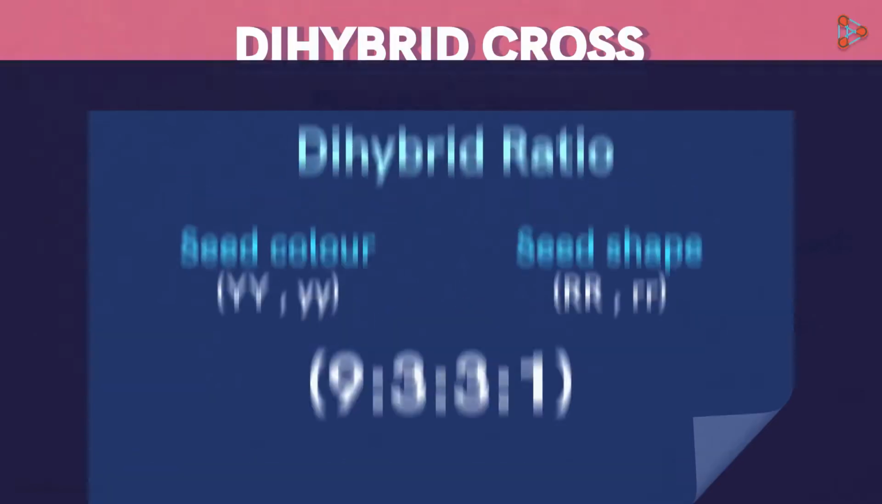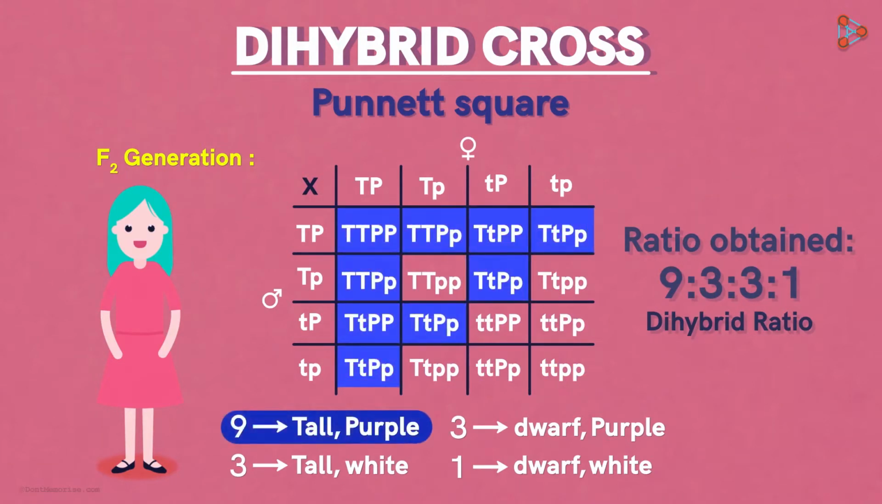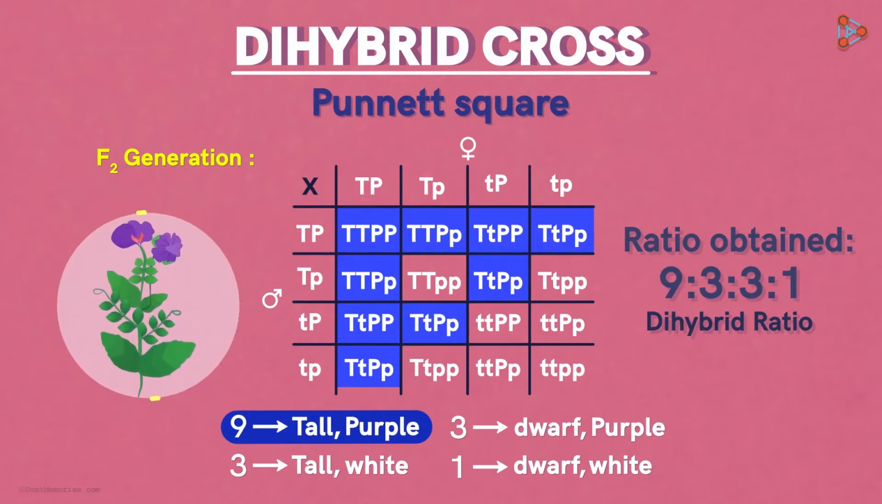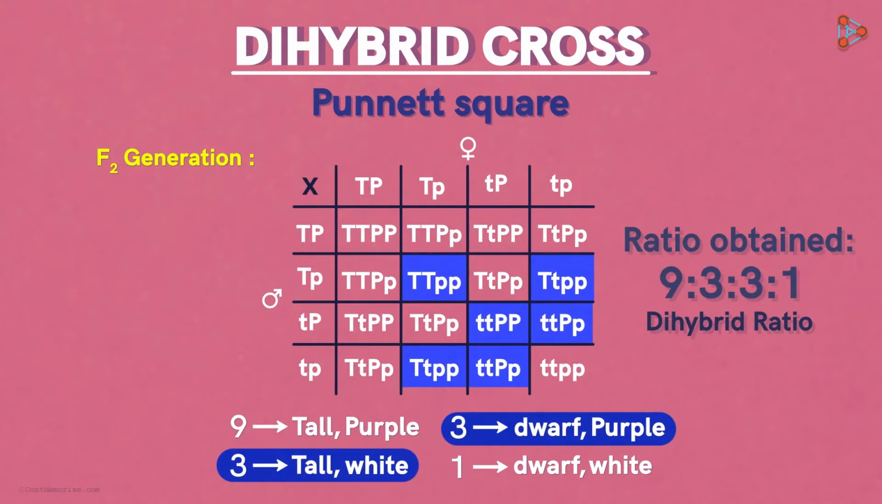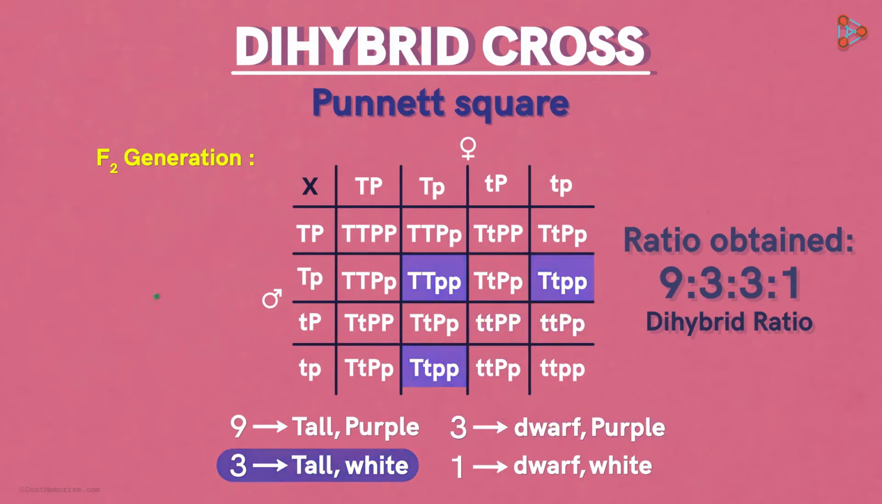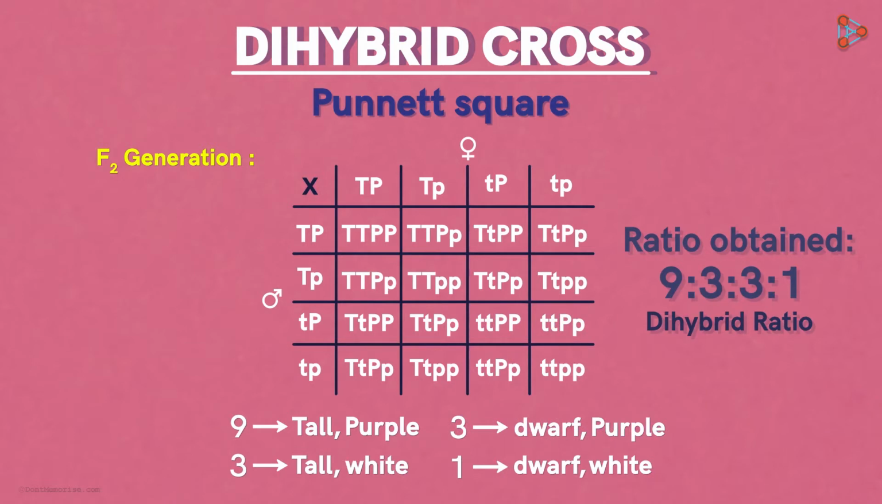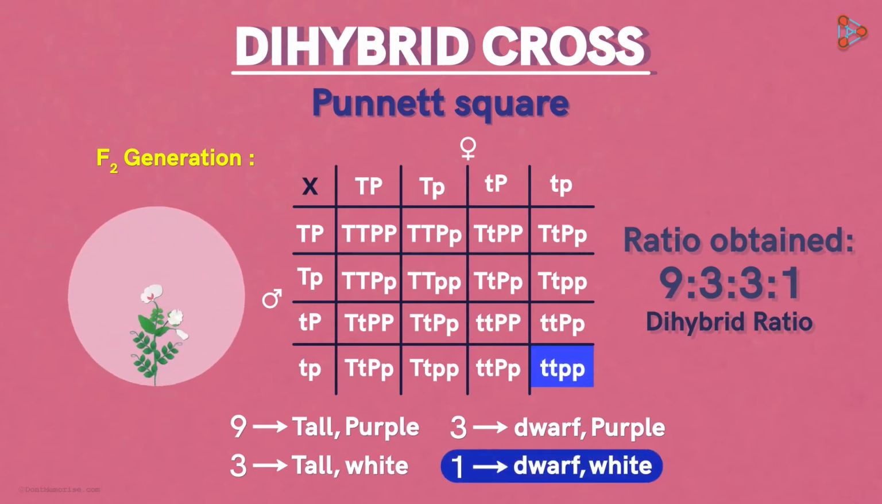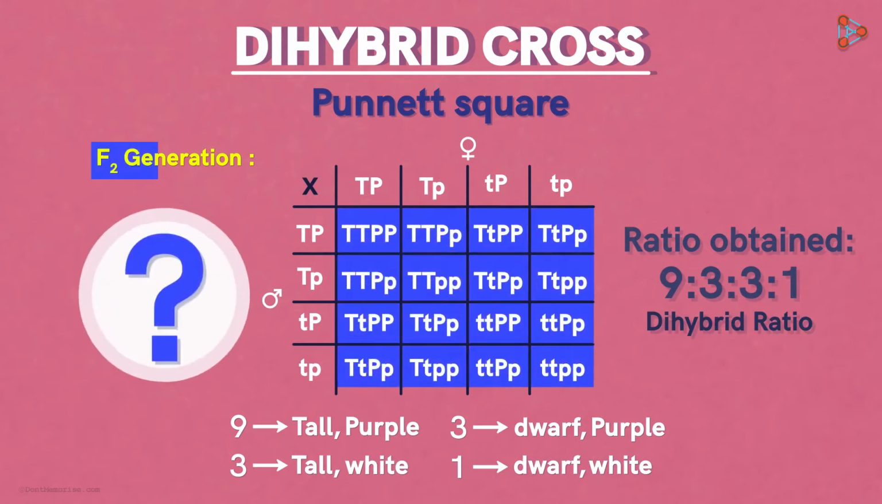So if there are 16 plants obtained in the F2 generation, then 9 of them on an average will express both the dominant characters, like the tall height and the purple colored flowers in this case. 6 plants on an average will express a blend of both the characters, dominant and recessive. Just like these 3 expressing tall height and white flowers, and these 3 showing dwarf height and purple flowers. Lastly, only 1 out of the 16 shows both recessive characters.